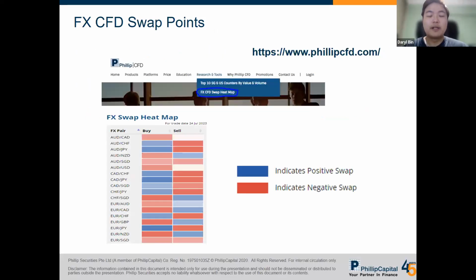If you're wondering where you can find the swap points, this is the FX CFD heat map, which can help you identify the trends of the different FX pairs based on past data. You can find this inside the PhillipCFD website, under research and tools, under FX swap heat map. The darker the color, the more positive or negative the swap points are. Blue is positive and red is negative. As of this current map, you can see that the Euro Yen has the most positive swap points, indicating a positive trend.